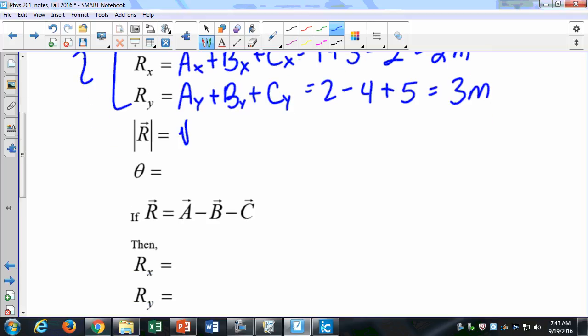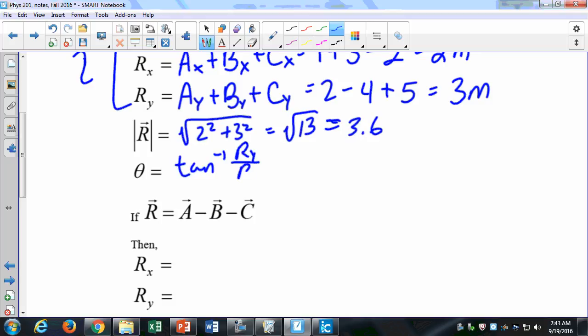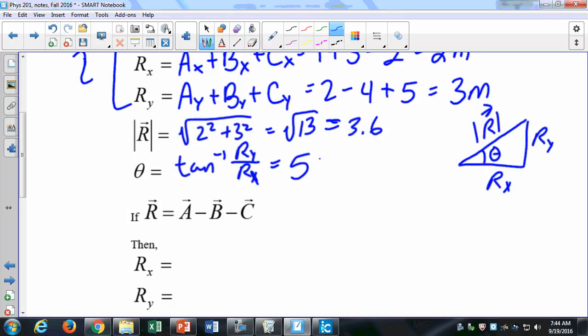So here we say this is the square root of 2 squared plus 3 squared, which is 4 plus 9, or square root of 13, which is 3.6. And then the angle is the inverse tan of ry over rx. Remember, we're dealing with a triangle here. This is ry, this is rx, this is our angle theta, and this is the magnitude of r. So we're just doing right angle trigonometry. The inverse tan of ry over rx, that's 56 degrees.